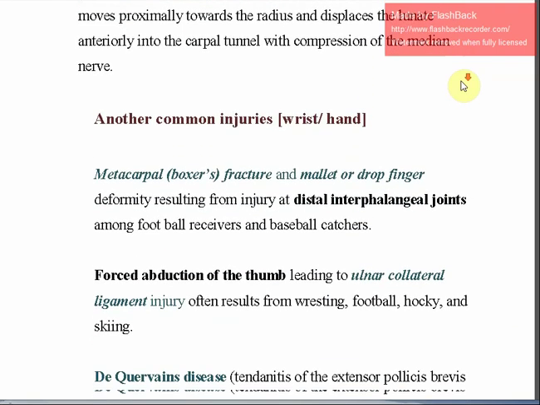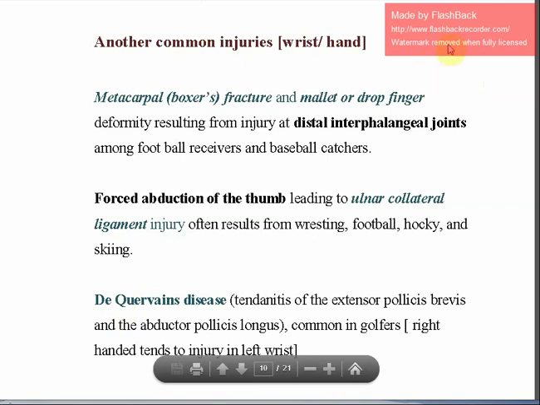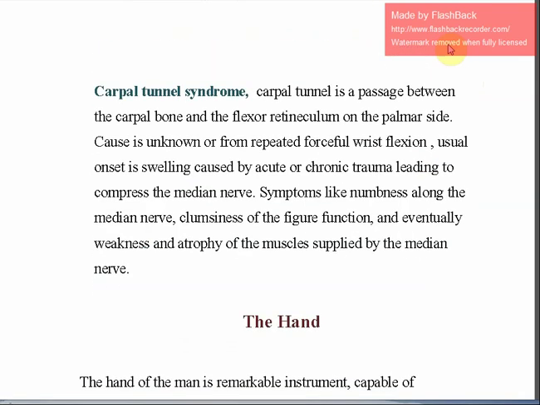Another common injury in the wrist and hand is the boxer's fracture, that is the metacarpal fracture, and mallet or drop finger deformity resulting from injury at the distal interphalangeal joints among football receivers or baseball catchers. There is also a forced abduction of the thumb leading to ulnar collateral ligament injury, often resulting from wrestling, football, hockey, and skiing. Another disease we can see is de Quervain's disease, that is the tendinitis of the extensor pollicis brevis and the abductor pollicis longus, seen commonly in golfers.